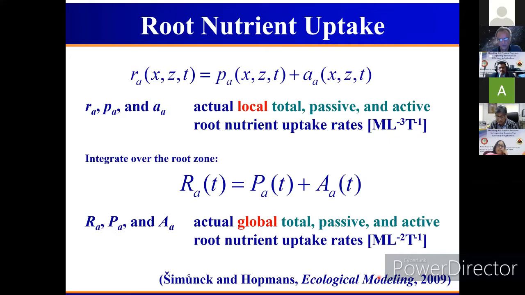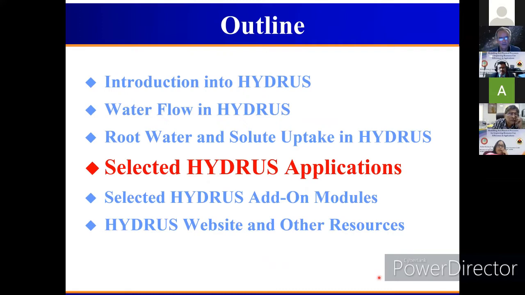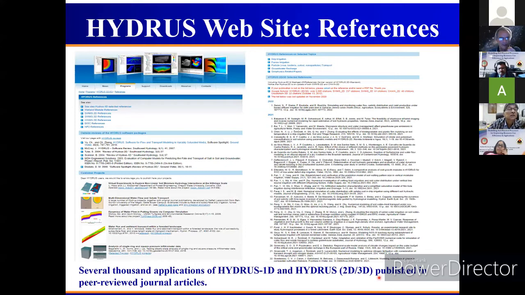Okay, so now I want to mention some Hydrus applications. We are about halfway through my presentation. If you look at the Hydrus website, we list there references in which the Hydrus models have been used. And we divide these references into two different files. One is for Hydrus 1D and one is for Hydrus 2D/3D. And in both cases, we have there more than 1,000 published applications of Hydrus.